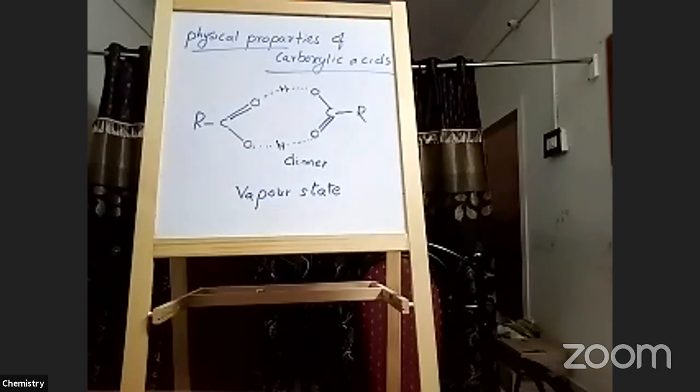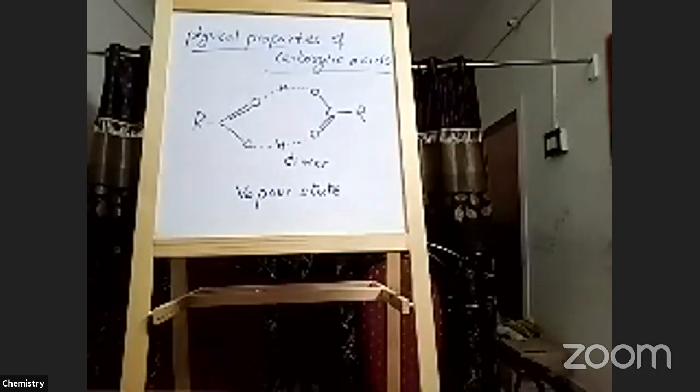Aliphatic carboxylic acids up to 9 carbon atoms are colorless liquids.